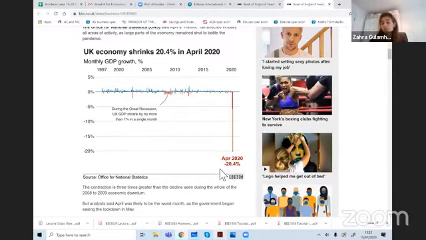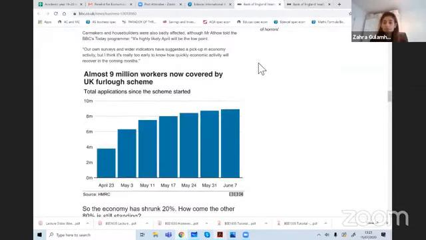Now, that's a lot, which implies that the government has to do a lot to bring the economy back up, right? For example, it has to spend a lot, which the government is doing right now. It's a lot of spending. The government is supporting a lot of businesses right now to help them get back to business. The government has also started the furlough scheme. We can see that here. Have a look at that, 9 million workers are now covered by the UK furlough scheme.